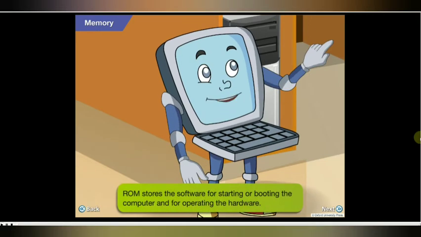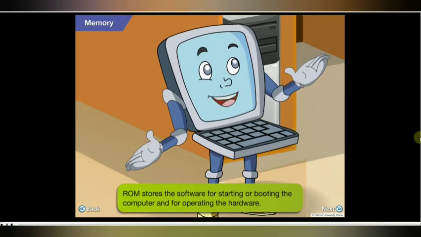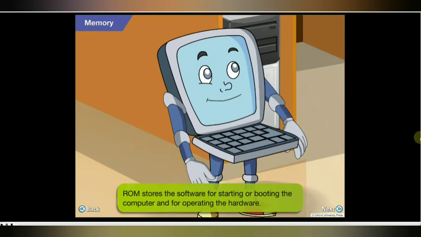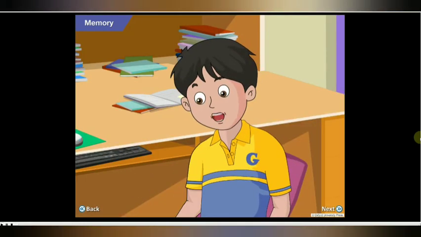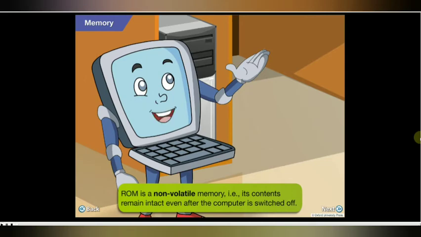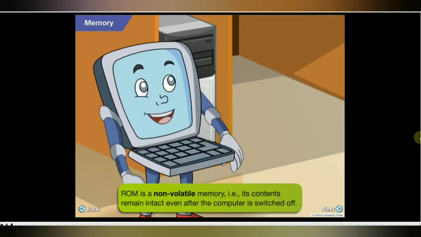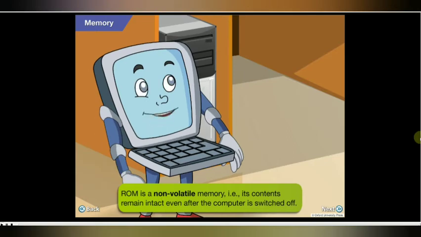The purpose of ROM is that it stores the software for starting or booting the computer and for operating the hardware. Do you know what booting the computer means, Goggle? Yes, Toggle, I have studied this. Booting the computer means to start the computer. Correct! ROM is a non-volatile memory, which means that its contents remain intact even after the computer is switched off.